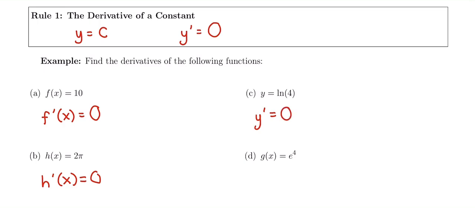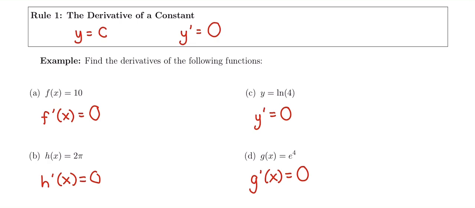And then same thing with this next one. We have e to the 4th. You have an e button on your calculator. E to the 4th is about 54.6. It's nice to figure out where that pi, ln, and e button are on your calculator just to have them for when we plug in. But the derivative of e to the 4th is the same thing as the derivative of about 55. And the derivative of every number is 0.